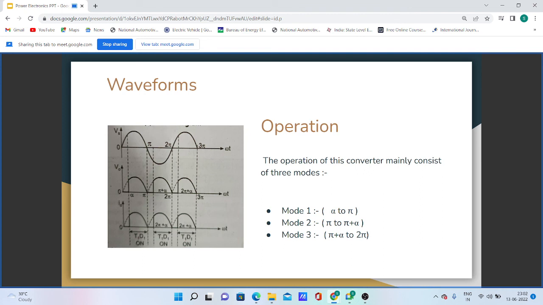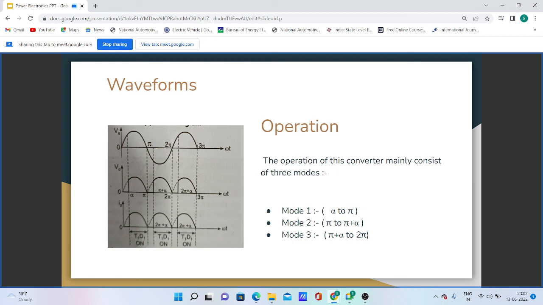Now we will discuss the operation. In operation, there are three modes. In mode 1, it conducts from alpha to pi. In mode 2, it conducts from pi to pi plus alpha. And in mode 3, it conducts from pi plus alpha to 2 pi. So let us discuss mode 1, that is alpha to pi.